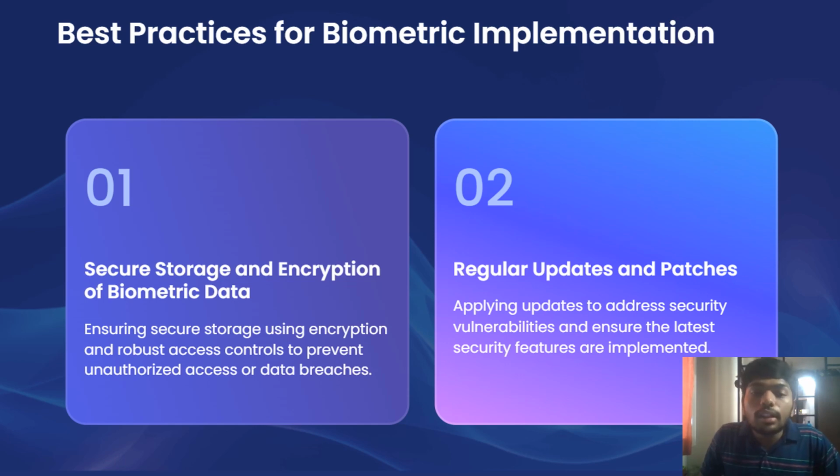Next, collaboration with regulatory bodies and standard organizations. Organizations should collaborate with regulatory bodies and standard organizations to ensure compliance with relevant regulations and industry standards governing the use of biometric data. This collaboration helps organizations stay informed about legal requirements and best practices for biometric implementation. Implementing these best practices ensures that biometric security solutions are deployed and operated in a manner that prioritizes security, privacy, and regulatory compliance, thereby maximizing the effectiveness and trustworthiness of biometric authentication systems.